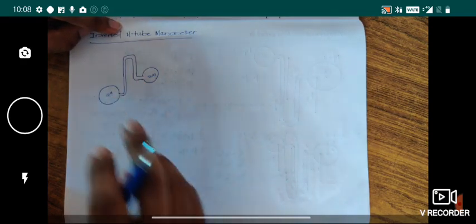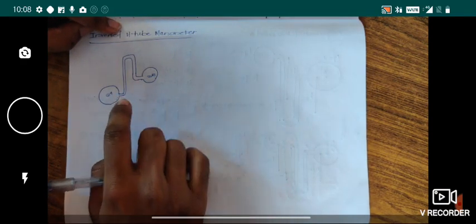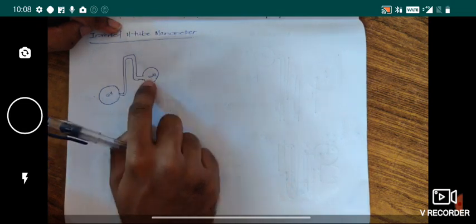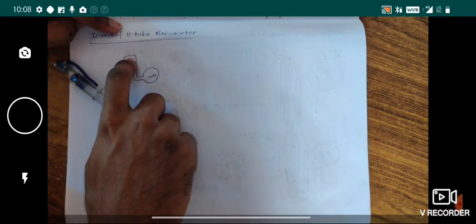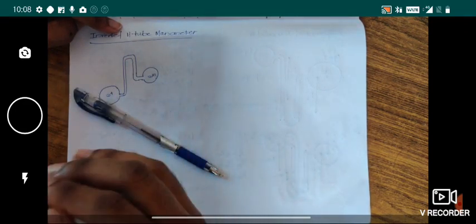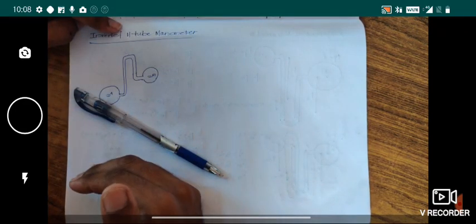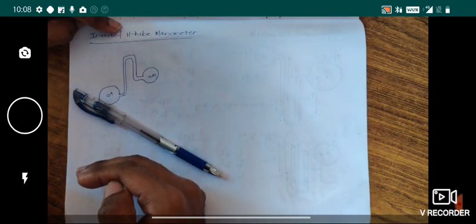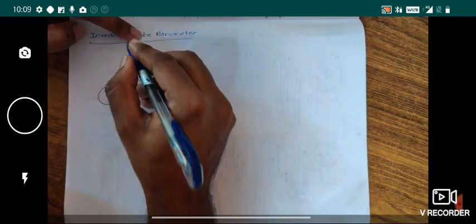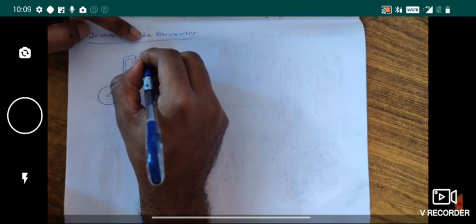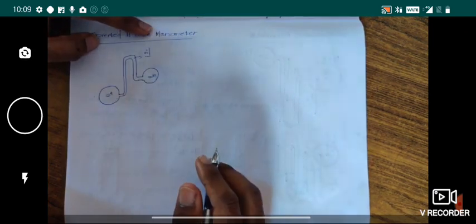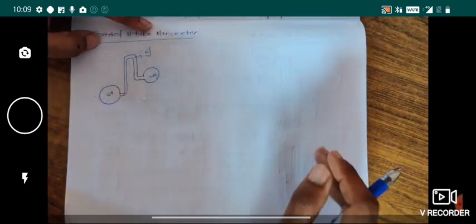So just assume you are using mercury, what happens? Mercury specific gravity is 13.6. Just assume that the specific gravity of this liquid is 0.8 and this is like 1.2. So here the specific gravity is 13.6. We know that the densest material will be at the bottom. But if you are using mercury, it has to be at the bottom, so you cannot use it like that. So here we'll be using oil as the manometric fluid, which has very low specific gravity.